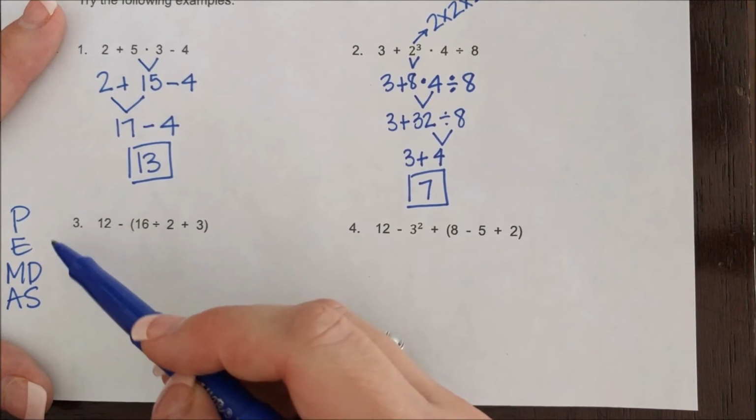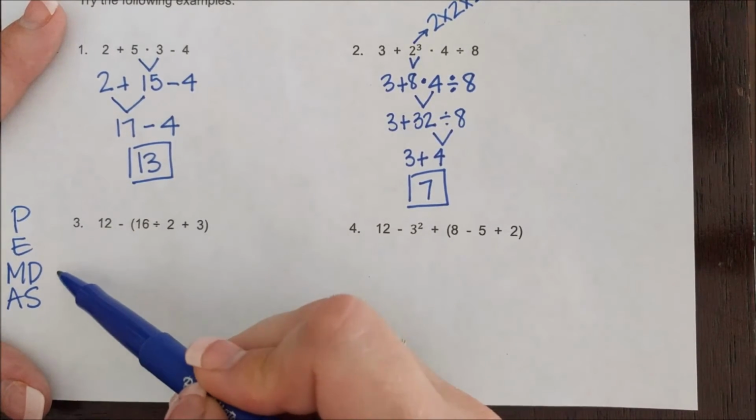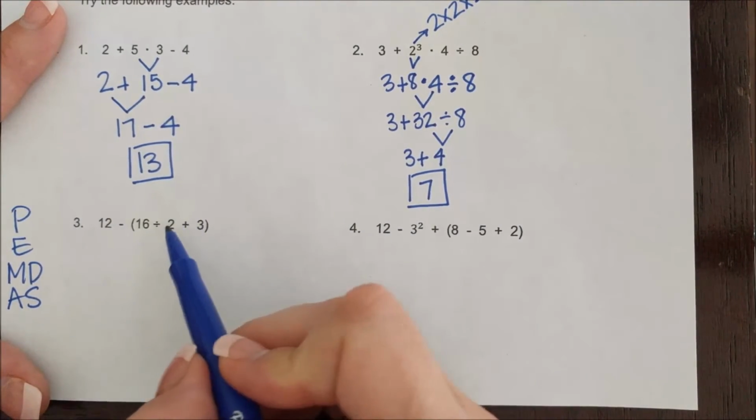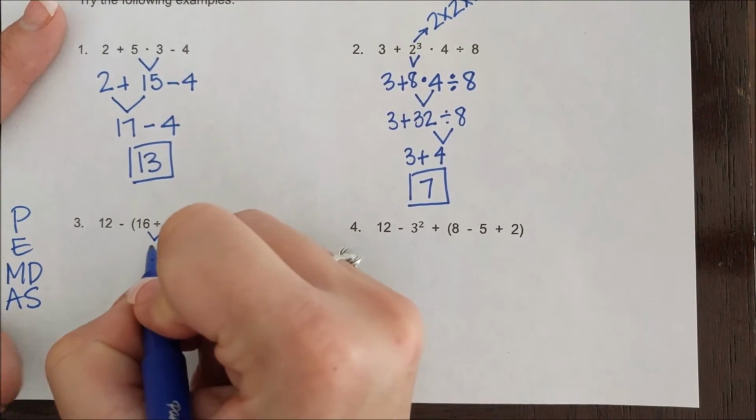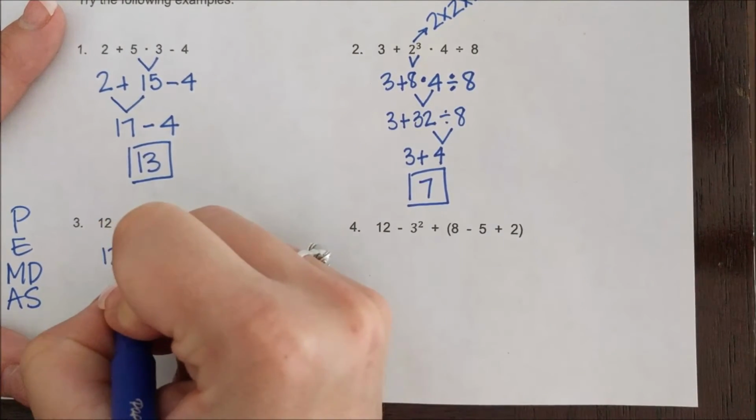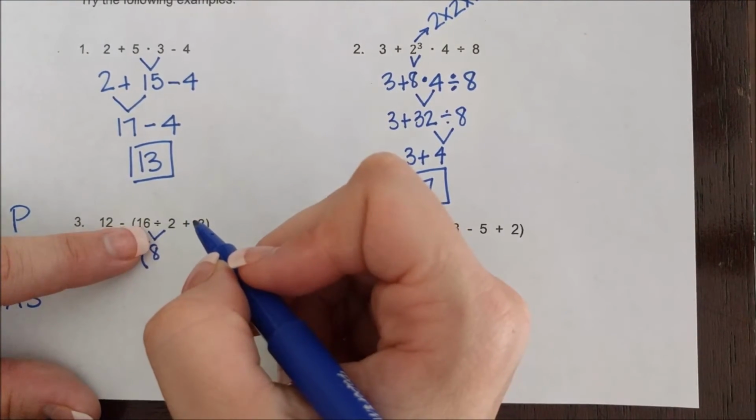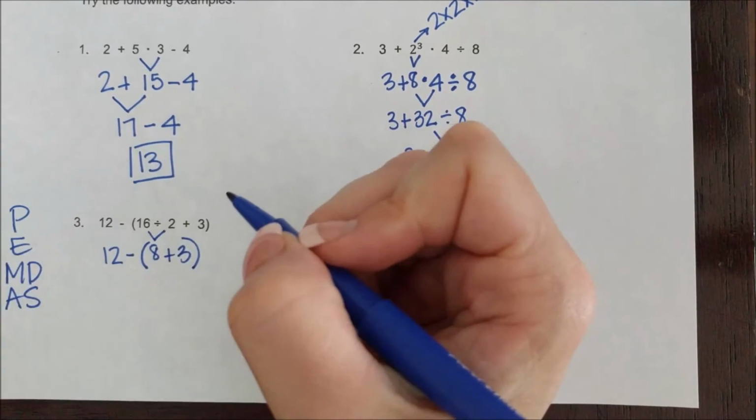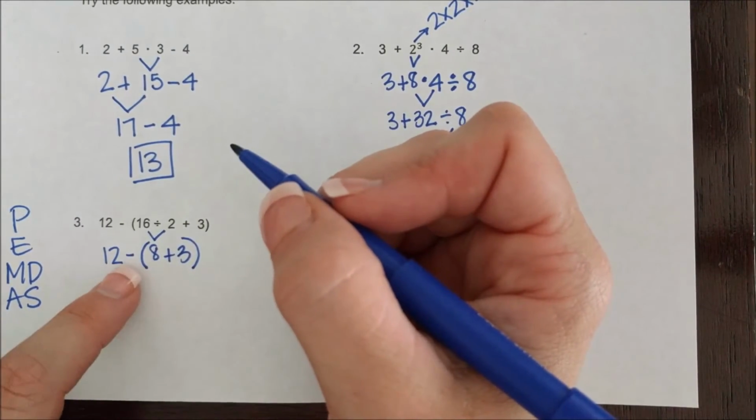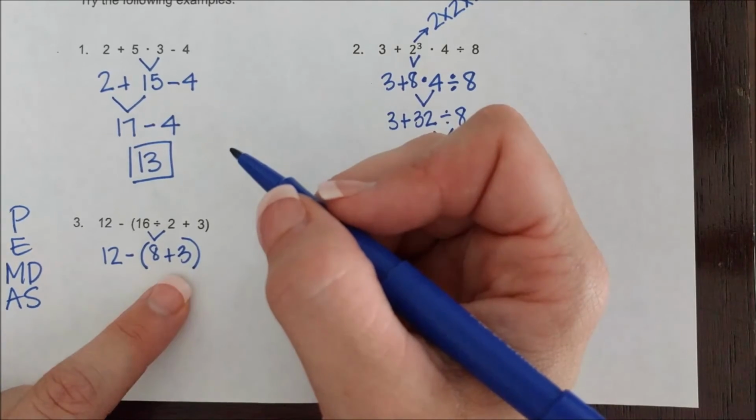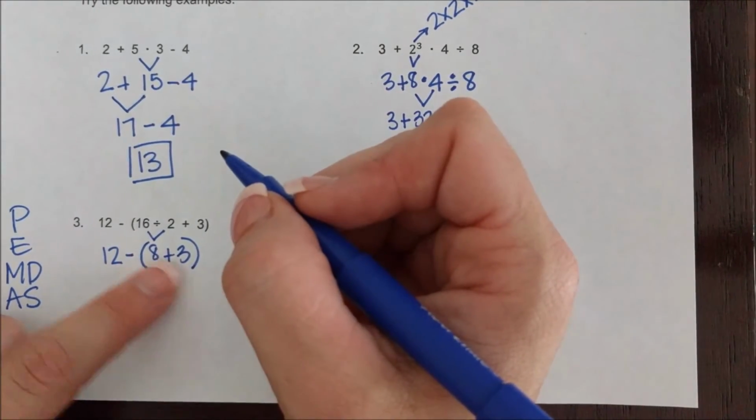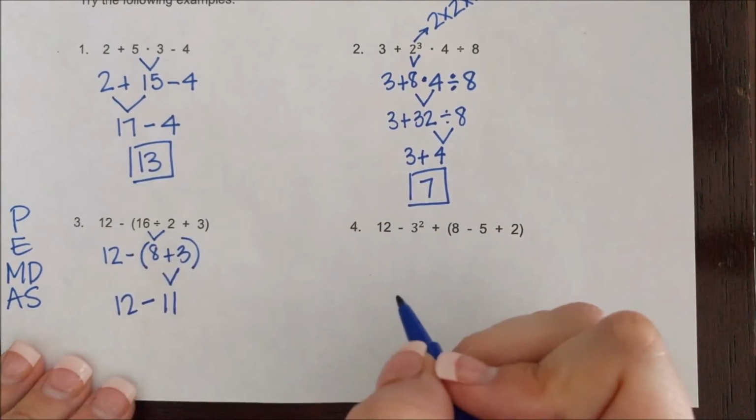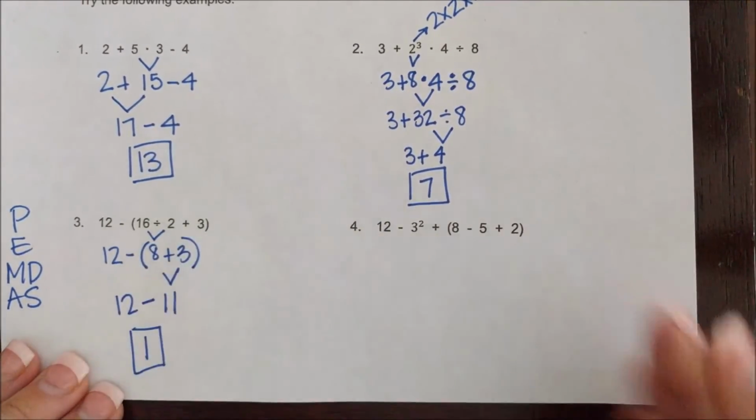Well, I've got division and addition in here. Well, let's look over at our order of operations. What comes first? Division or addition? Division, so I'm going to divide first. 16 divided by 2 is 8. Now remember, we're going to rewrite. I have not finished everything inside my parentheses, so I'm going to copy it down. All right. Now before I do my subtraction, I need to finish the parentheses. So 8 plus 3 is 11, and 12 minus 11 is 1.